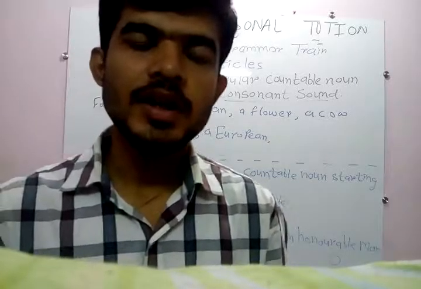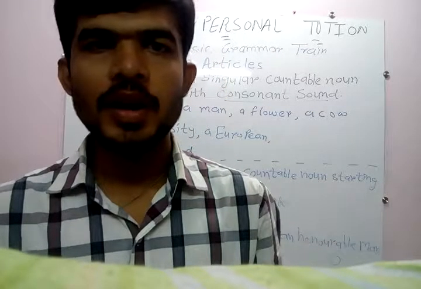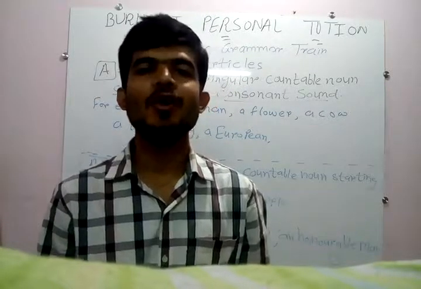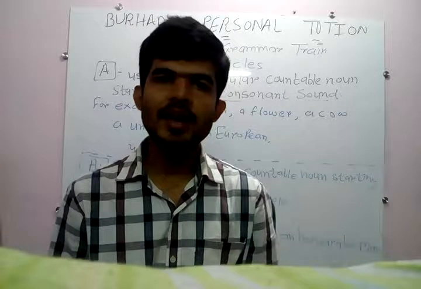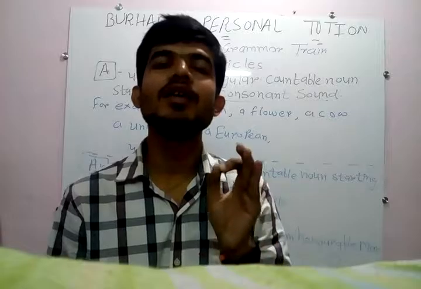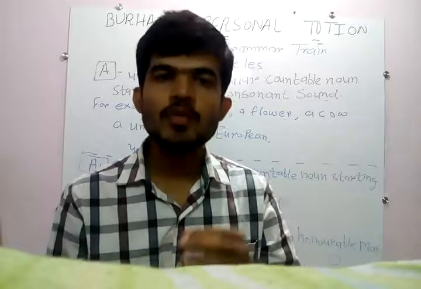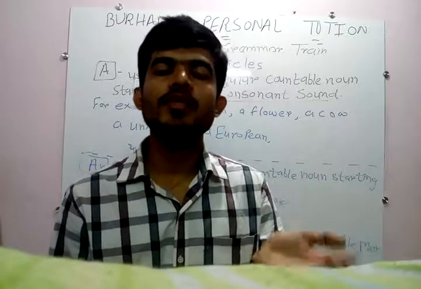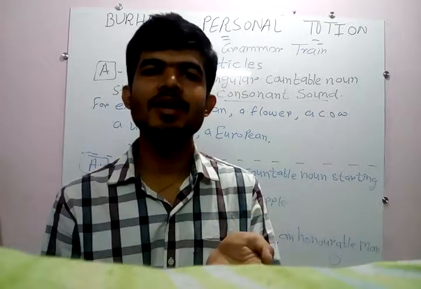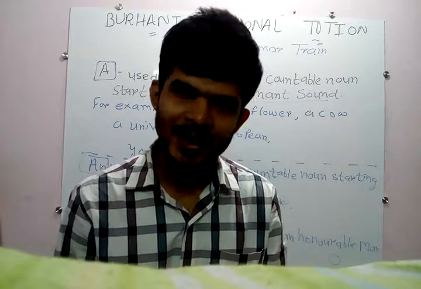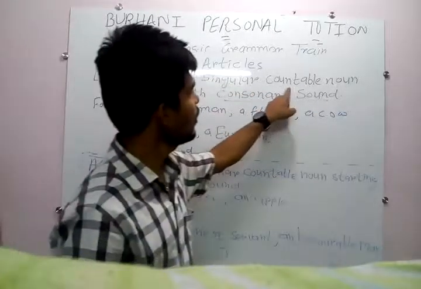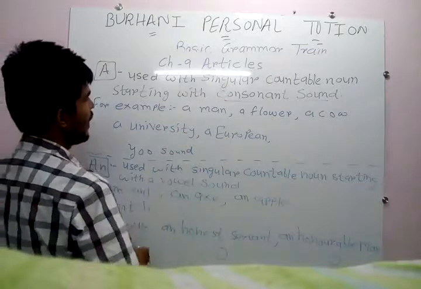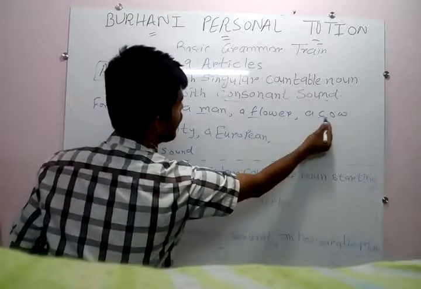So again I am saying the English alphabet contains 26 letters. Okay, out of which A, E, I, O and U are called vowels and the remaining are called consonants. Now a and an are always used with singular countable nouns. If a singular countable noun starts with a consonant sound, then use a before it, and if it starts with a vowel sound, then use an. See over here, a is used with a singular countable noun starting with a consonant sound, for example a man, a flower, a cow.